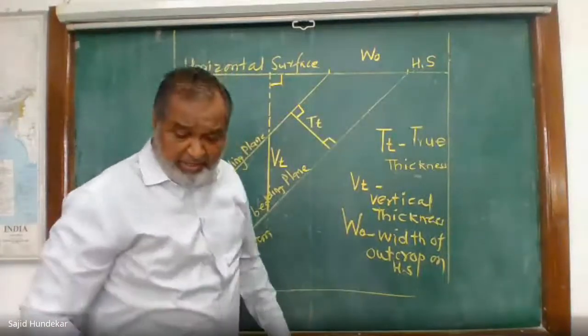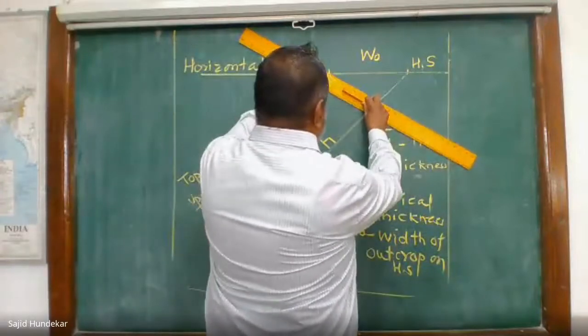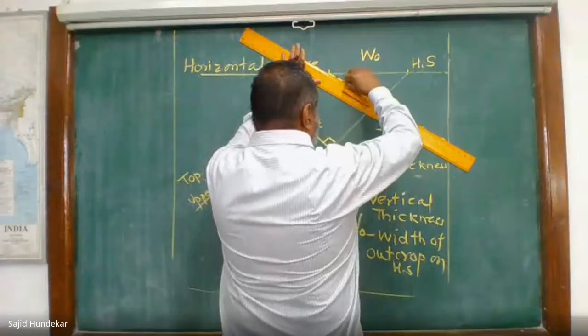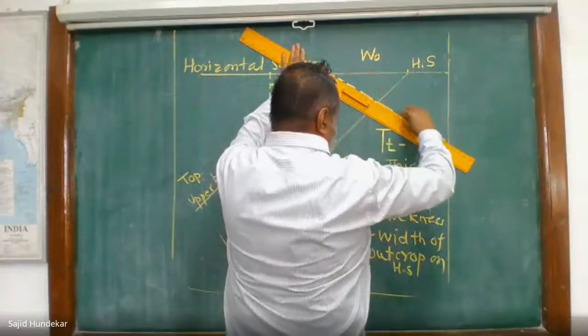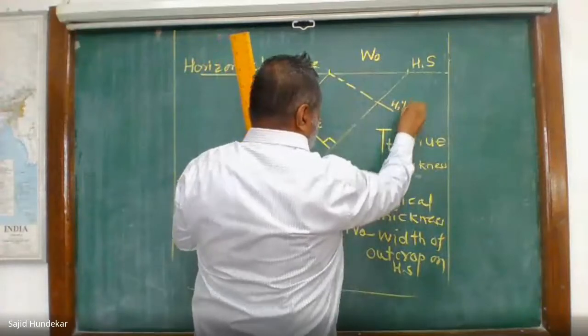But in any other direction, say for example, if I take this as a slope, this is the slope, the hill slope. So here I'll write down, this is the hill slope.